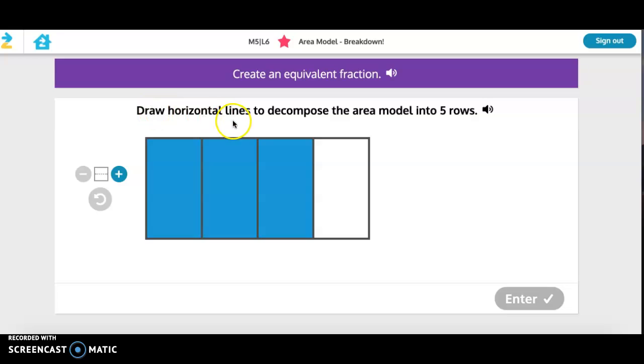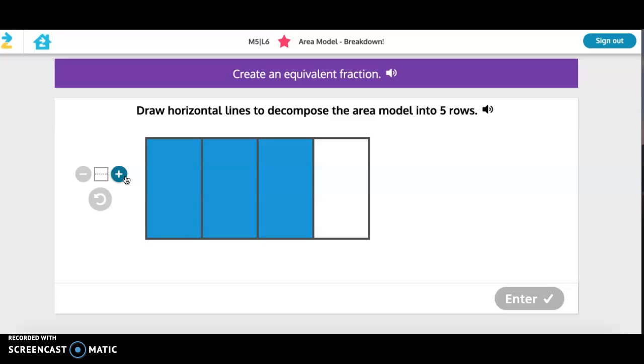It's asking us to draw horizontal lines to decompose the area model into 5 rows. So remember, decomposition is just creating more cuts. You could also use the word partition. You could also use the word divide. You could also use even just the word cut. They all mean the same thing for decompose. By creating more pieces, you're increasing the denominator as well.